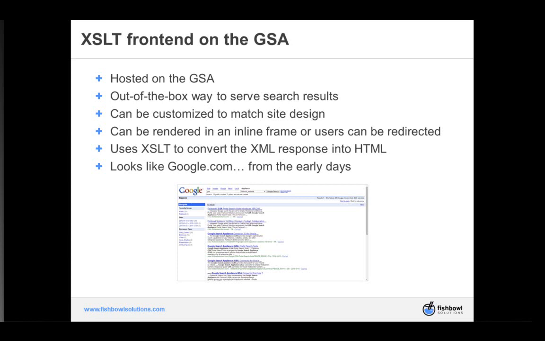ultimately the GSA is always returning the XML response, but in this case the GSA uses onboard XSLT to transform the raw XML into the display layer, to transform it into HTML, and show it to a user. So it looks like Google.com, sort of. This hasn't been updated in a while, so it really looks like Google.com from the early days.